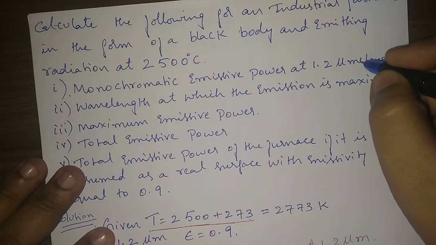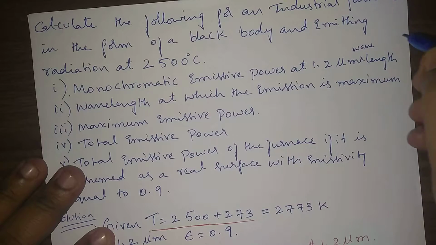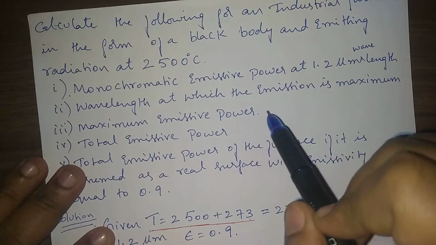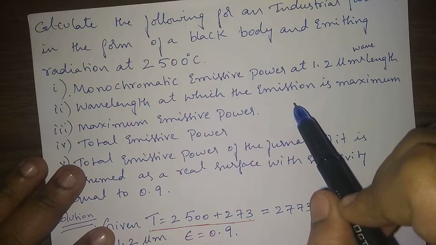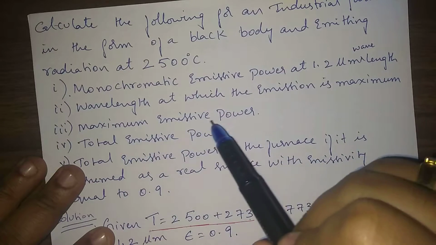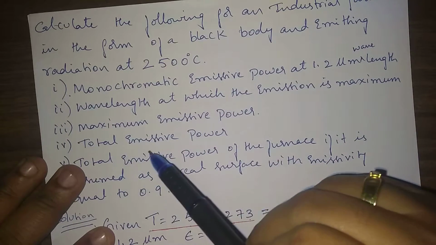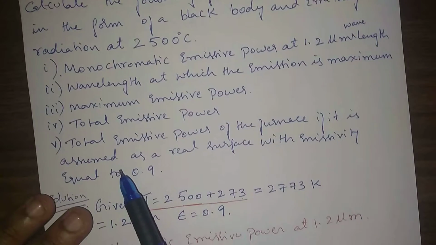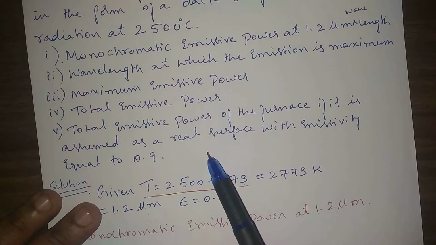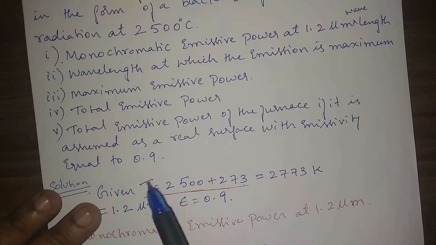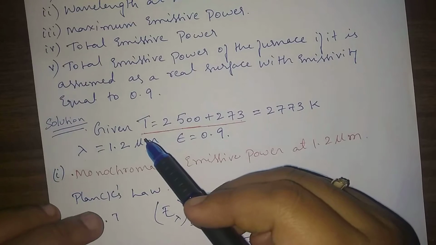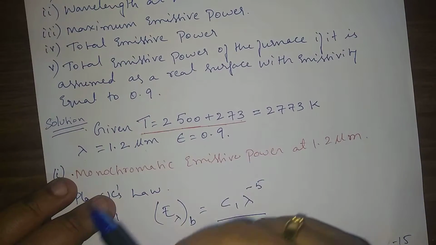So this is the first. Second one, wavelength at which the emission is maximum. Okay, next is maximum emissive power, total emissive power, then total emissive power of the furnace if it is assumed as a real surface with emissivity equal to 0.9. So if it is not a black surface, if it is some other surface, then the emissivity is given as 0.9. How to do it?